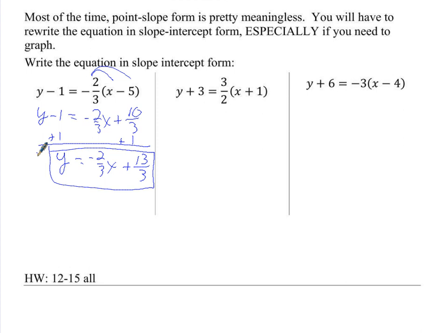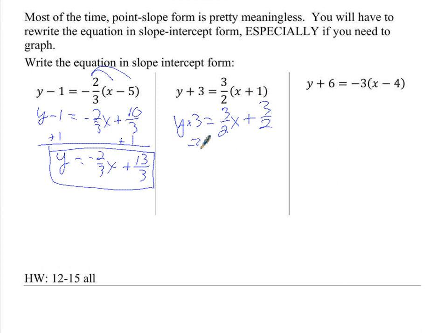Okay, it's two moves. Distribute the slope and then get y by itself. So let's do the middle one. What should I do? Okay, distribute. So I have y plus 3 equals 3/2 x. 3/2 times 1? 3/2 times 1 is 3/2. Something times 1 is what you started with. Okay, one more move. What do we do?